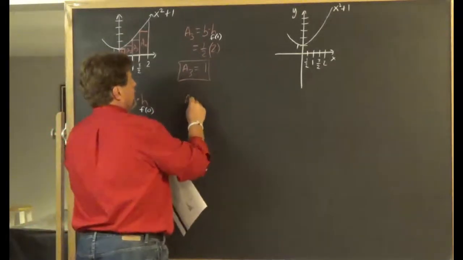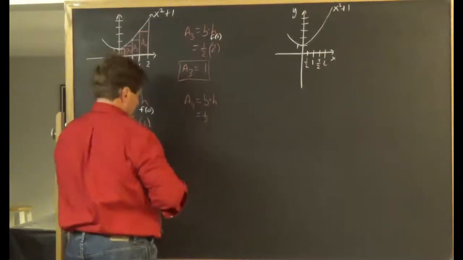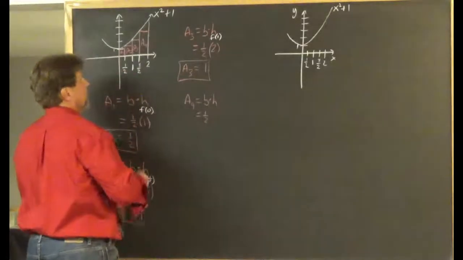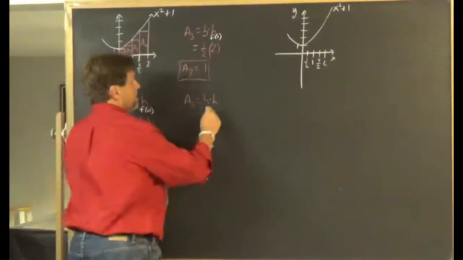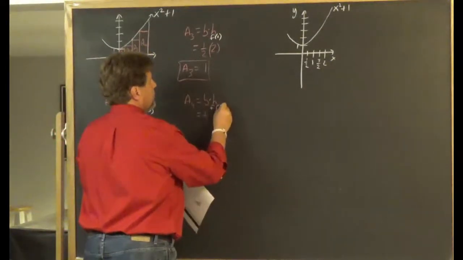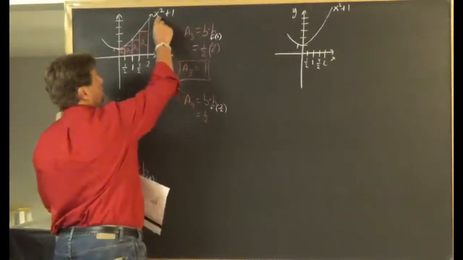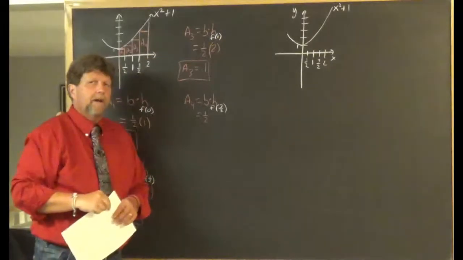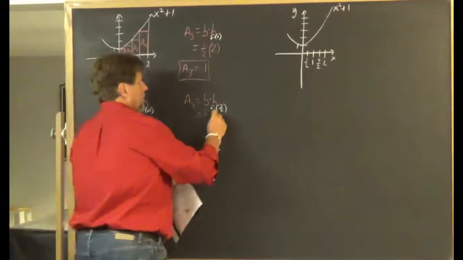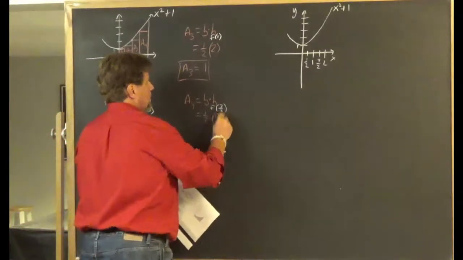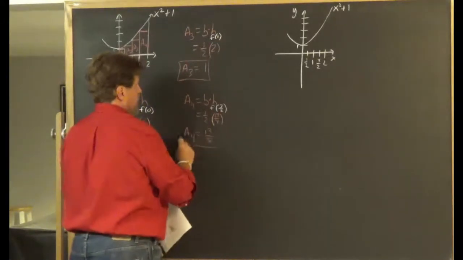And then finally rectangle 4, base times height. The base is 1/2. The height is found by evaluating the function at 3/2. So evaluate the function at 3/2, f of 3/2. So let's see, we put 3/2 in here for x. 3/2 squared is 9/4. 9/4 plus 1, that's 13/4. So rectangle 4 has an area of 13/8.